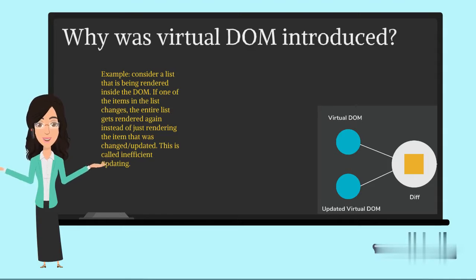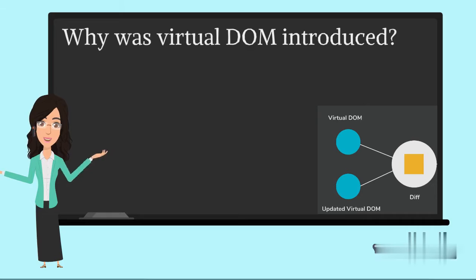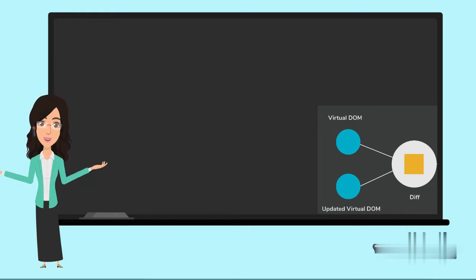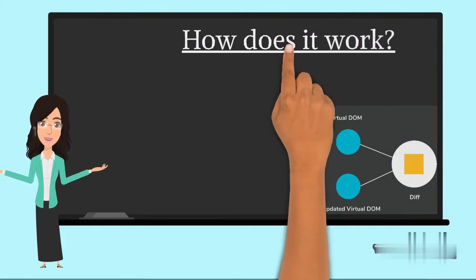For example, consider a list that is being re-rendered inside the DOM. If one of the items in the list changes, the entire list gets re-rendered again instead of just rendering the item that was changed or updated. This is called inefficient updating. To address the problem of inefficient updating, the React team introduced the concept of virtual DOM. Now I hope the concept is clear to you. Now let's see further. How does it work?